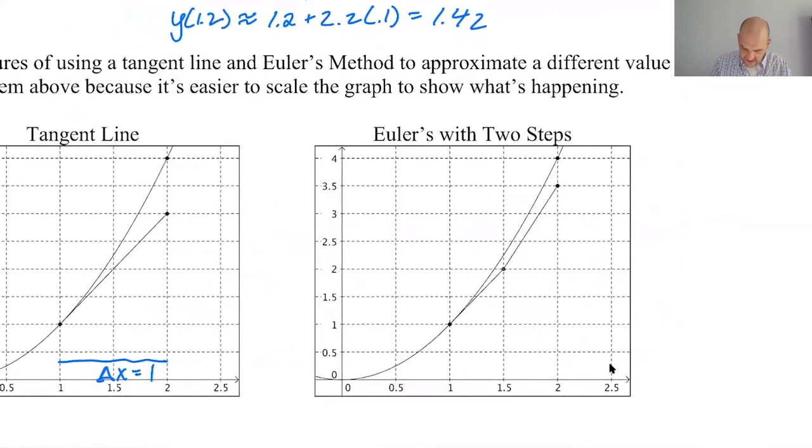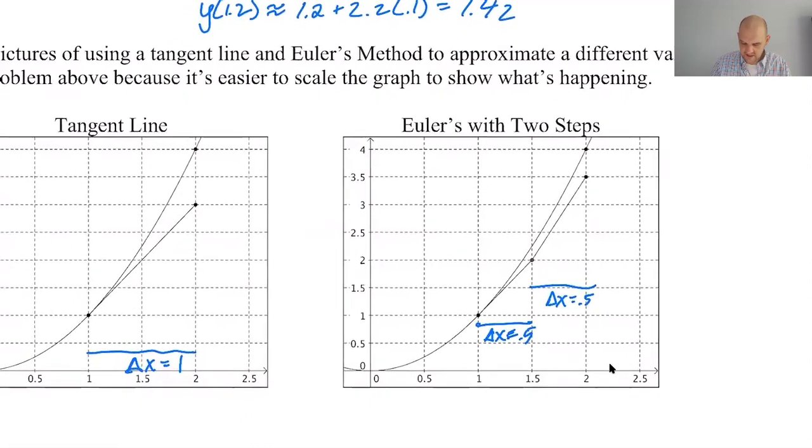If you use your delta x as 0.5, you're going to be closer. And you can see here how much closer.